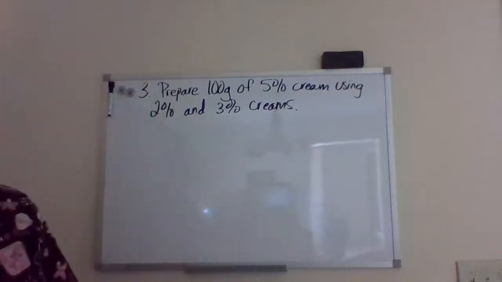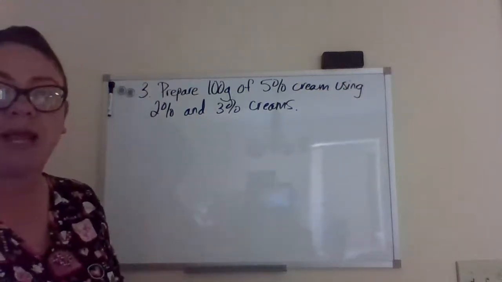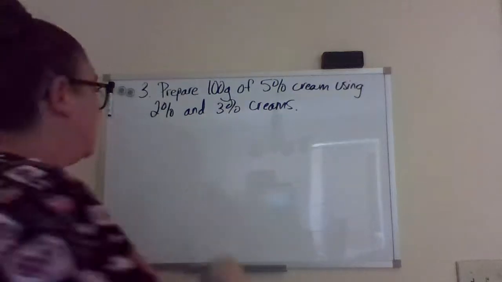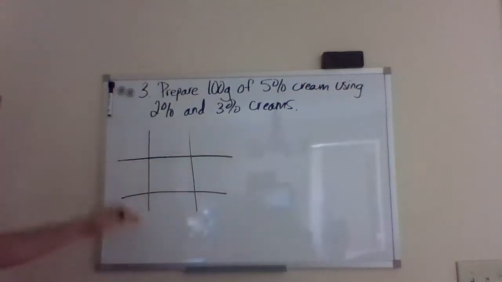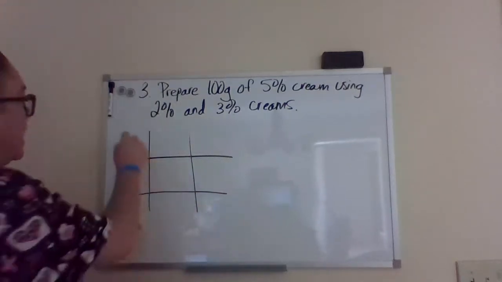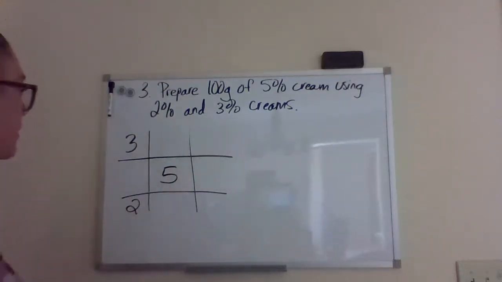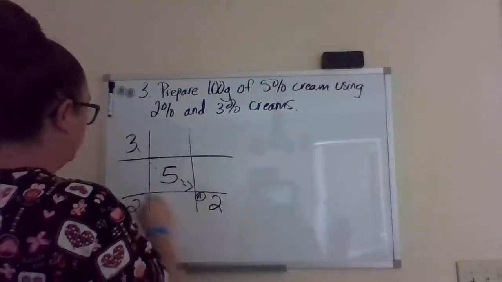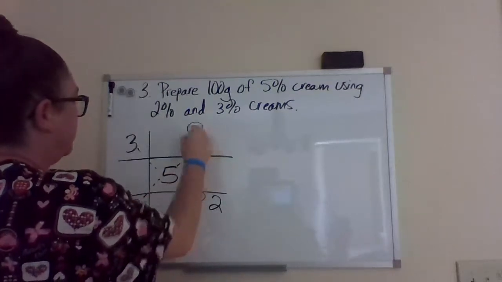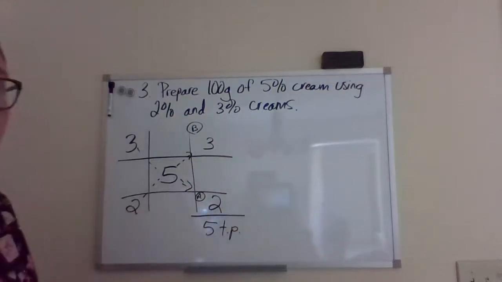So this one says, prepare 100 grams of 5% cream using a 2% and a 3%. So the 2 and 3% is what I physically have in my hand to be able to make the 5%. So you're going to place that into your tic-tac-toe formula, okay? Remember, your high and low strength is what you physically have in hand to make it. So 3 and 2, and I want to make a 5, okay? Subtract here, remember no negatives. So A is 2 and B is 3. Add those together for 5 total parts.